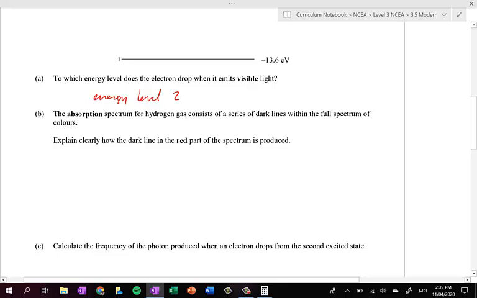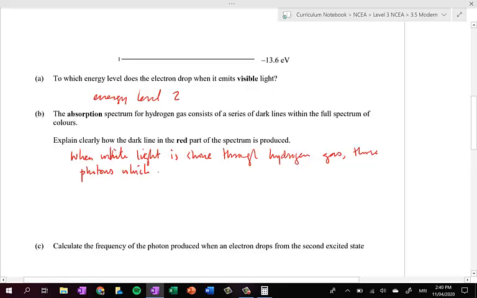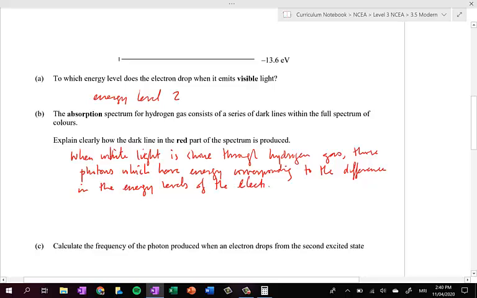So we can start with the idea that when white light is shone through hydrogen gas, those photons which have energy corresponding to the difference in the energy levels of the electron will be absorbed.